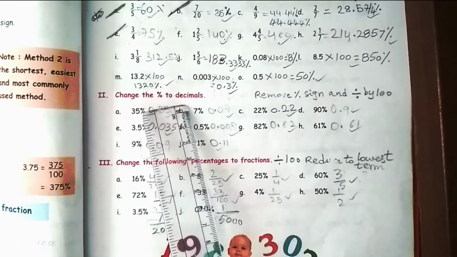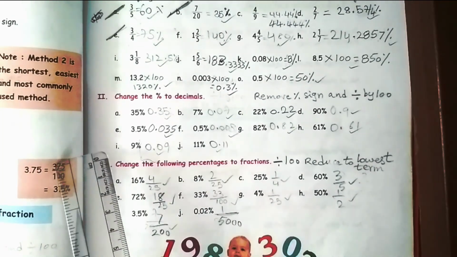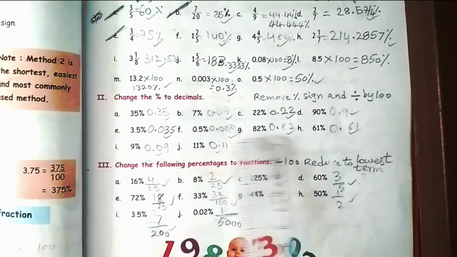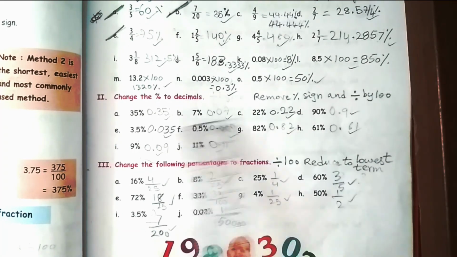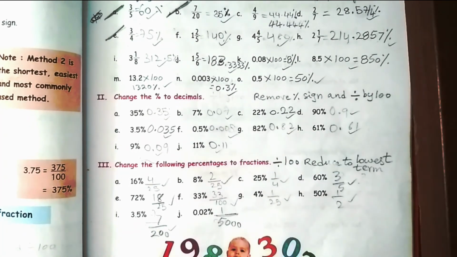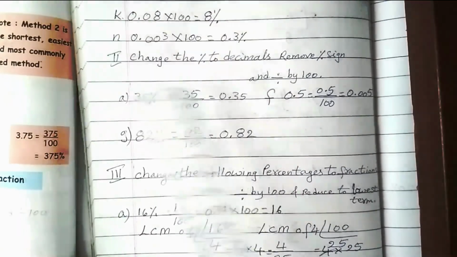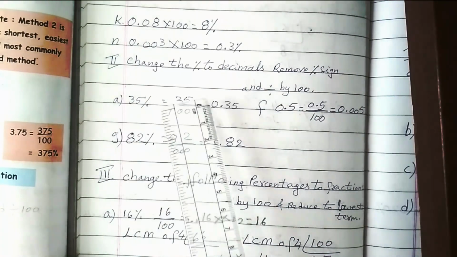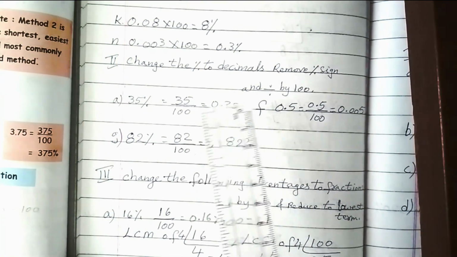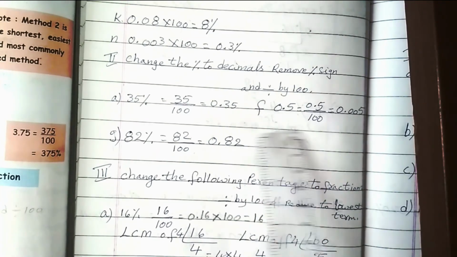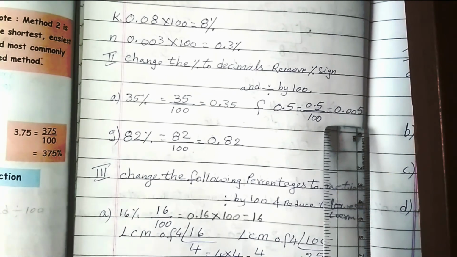Now the second question we shall see. Change the percentages to decimals. That means what we have to do here? Remove the percentage sign and divide by 100. And if it is possible, reduce to the lowest term wherever it is required. See here, question A. 35% they have given. 35 by 100. If we divide, the answer is 0.35.